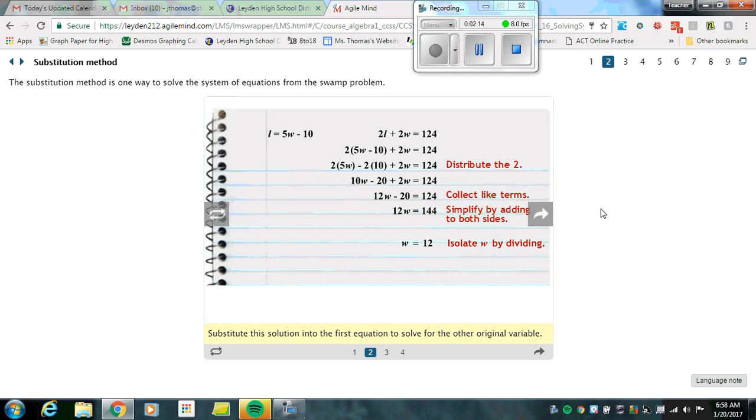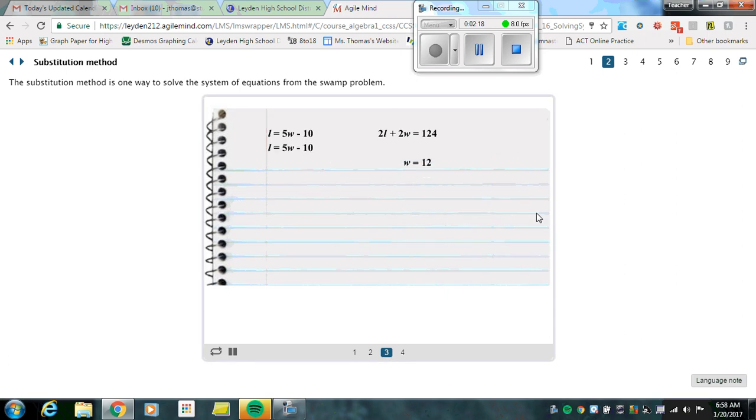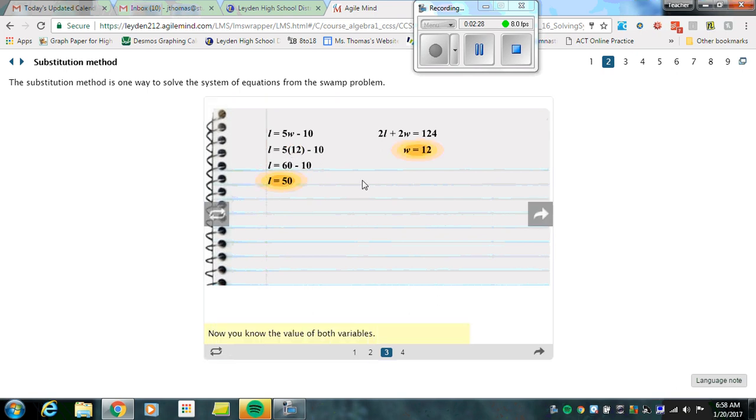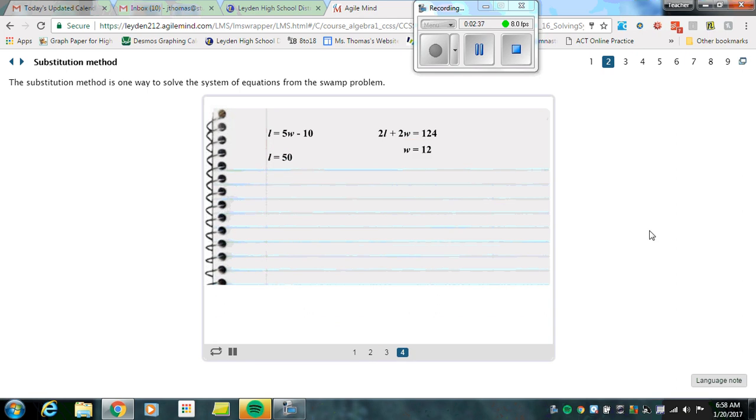We are not done yet, though, because it is solved for W and not for L. So now I'm going to plug in 12 for W into my original equation. So 5 times 12 minus 10 is 60 minus 10, so L equals 50. So my solution is 50, 12.